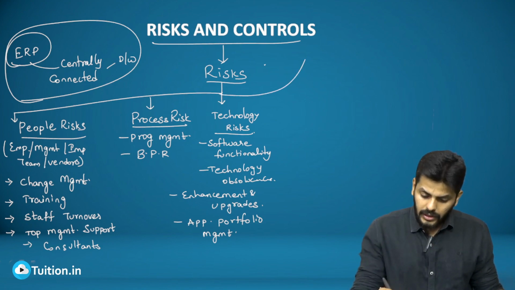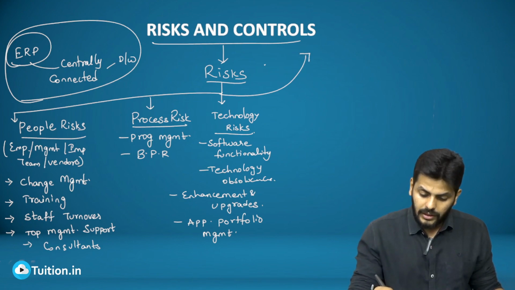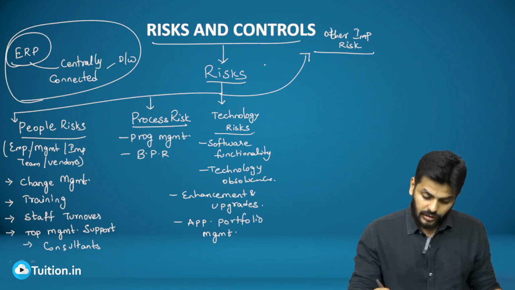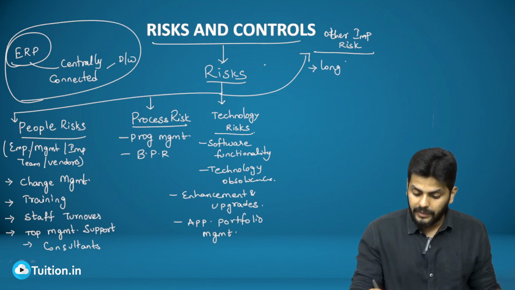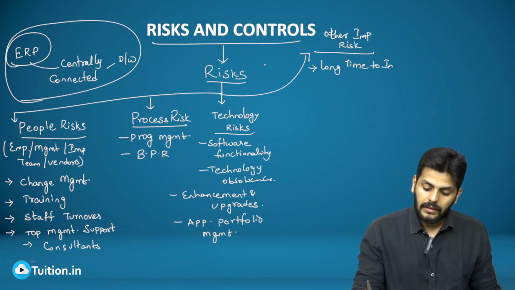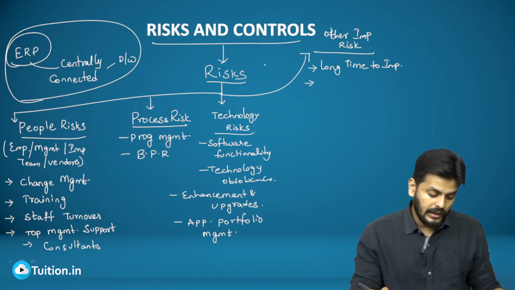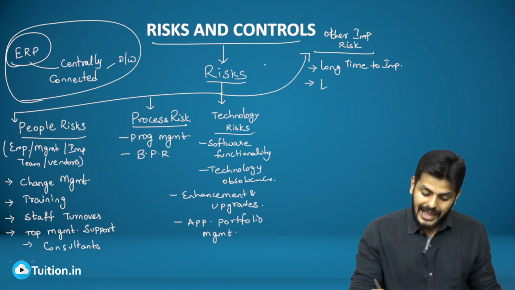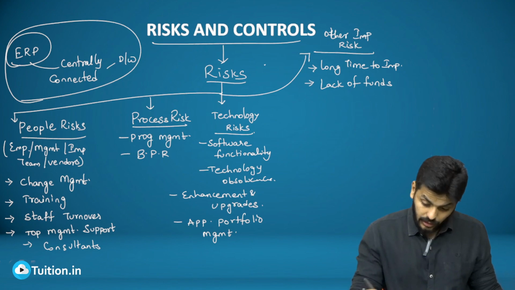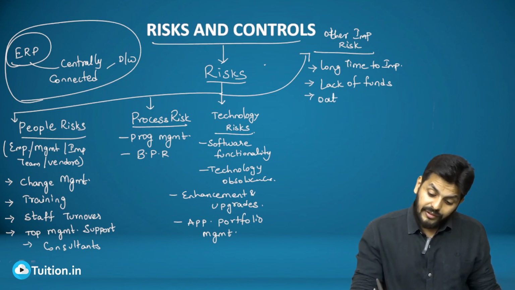Then the next risk is all about other implementation risks. The fourth category of risks is some of the other implementation risks. Lengthy implementation time, a long time to implement. To avoid that, people need to be trained and put up faster. Lack of funds is another implementation risk. Timely funding not available. Data safety.